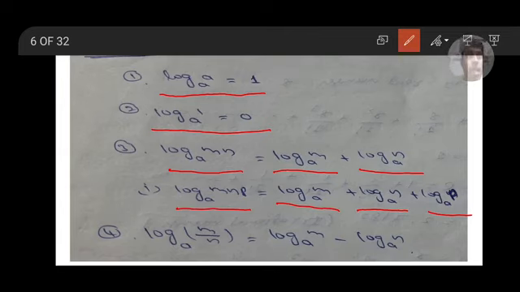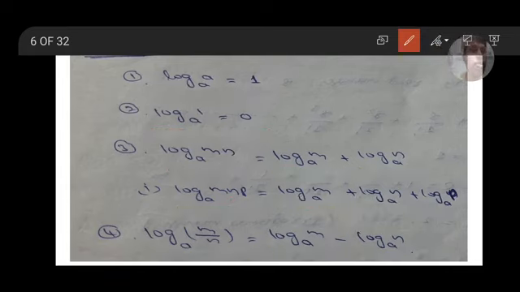Next property, logarithm of m by n to the base a. M by n is of the quotient form, p by q form. Logarithm of m by n can be written as log m to the base a minus log n to the base a. If it is a division, we will get minus. If it is a product, we will get plus. Okay. Next, move to the next properties.